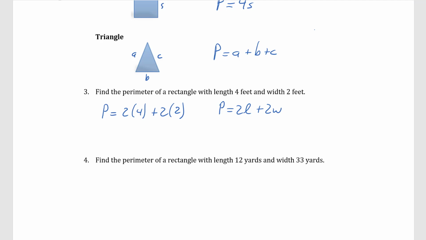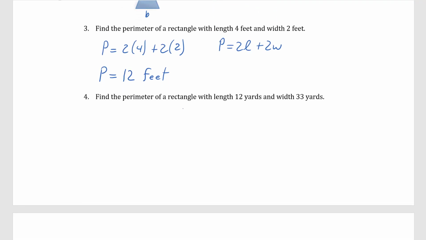And you should notice that you do have parenthesis keys on your calculator. So you can type in exactly 2, left parenthesis 4, right parenthesis, plus 2, left parenthesis 2, right parenthesis. And in this case, you should find out that the perimeter is equal to 12. And we know it's 12 feet because those are the units that we were originally given to start with here.